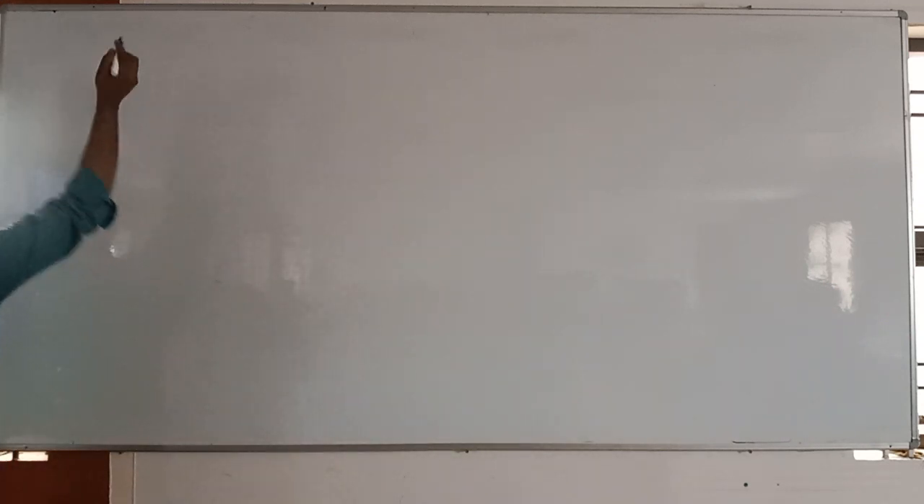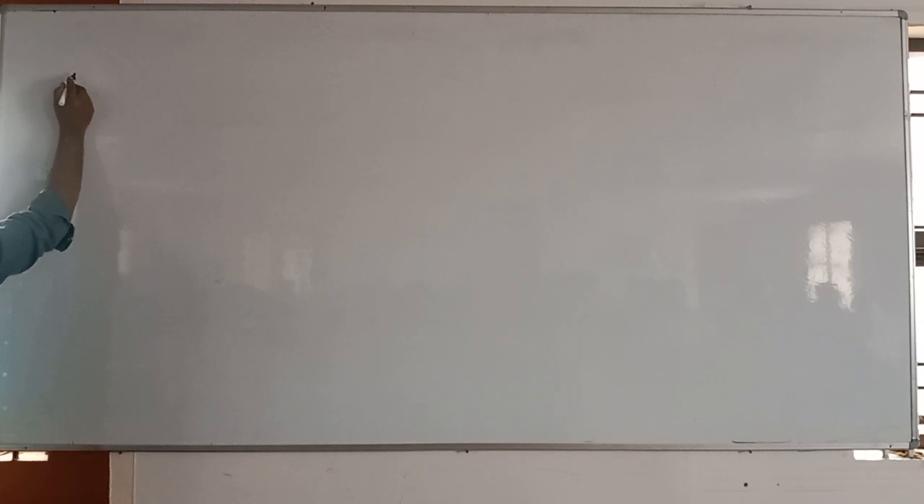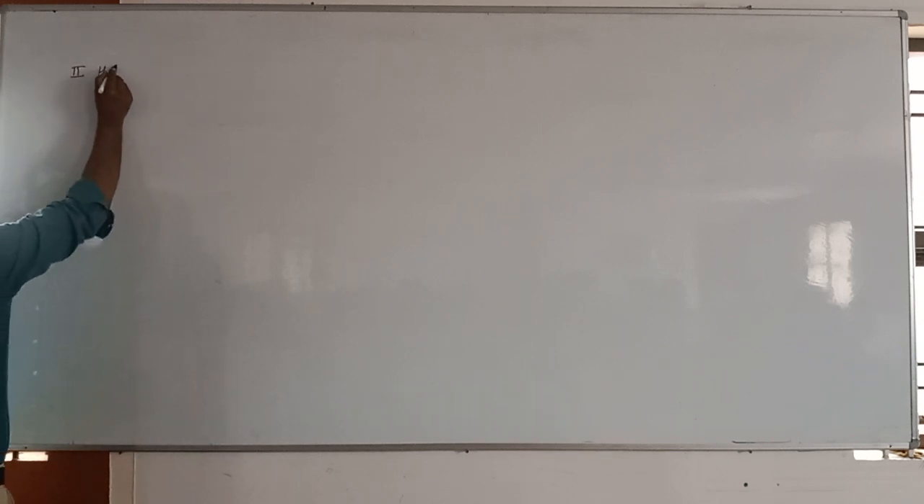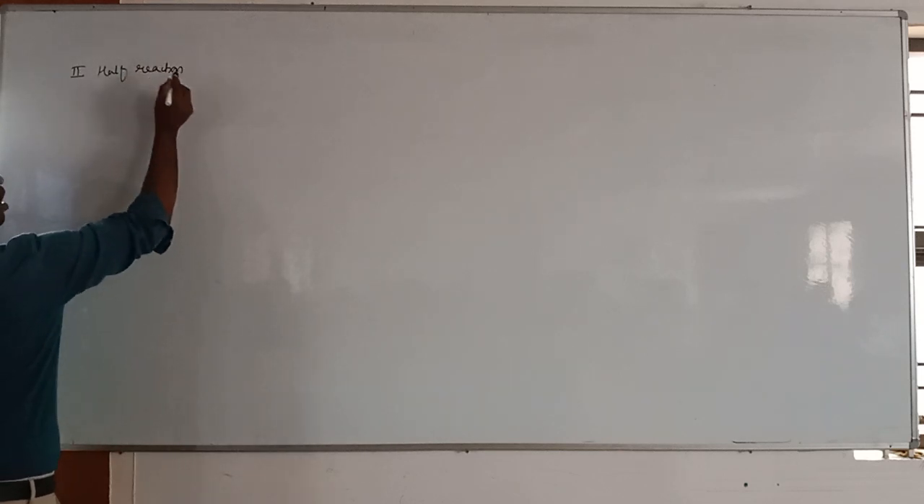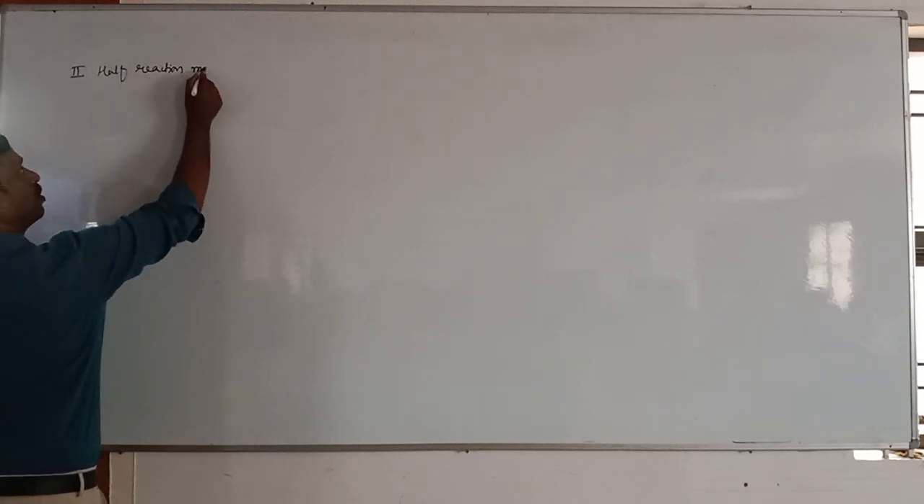Right on. Second method. So what is the second method of balancing redox reaction? Half reaction method. Right on.